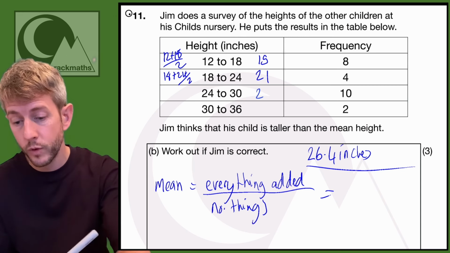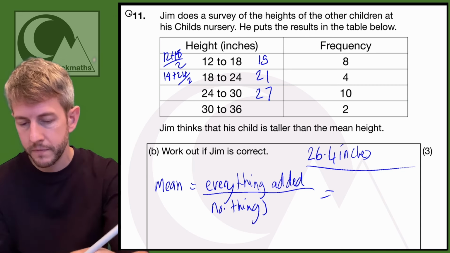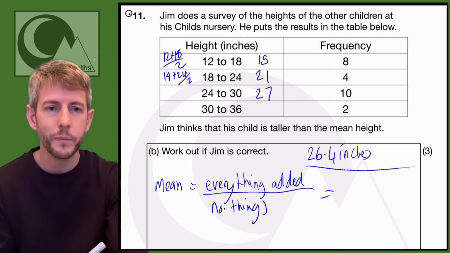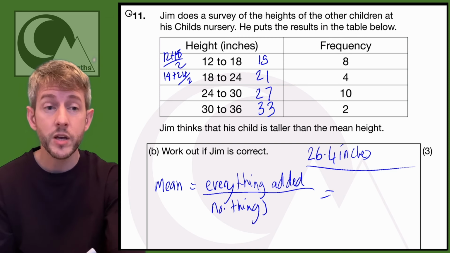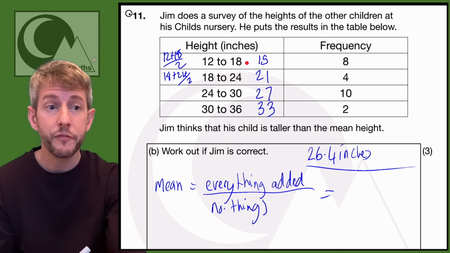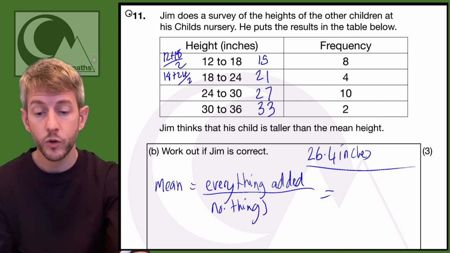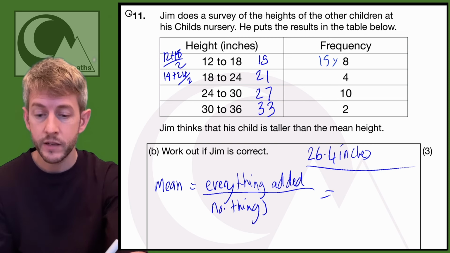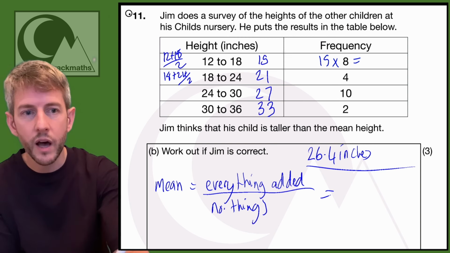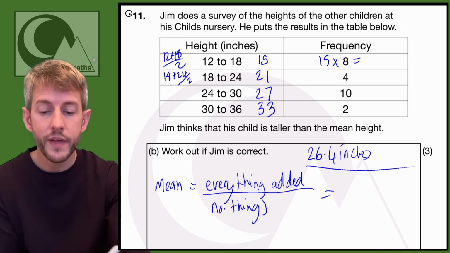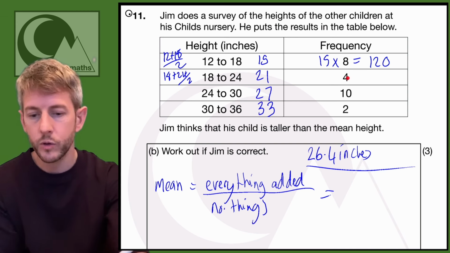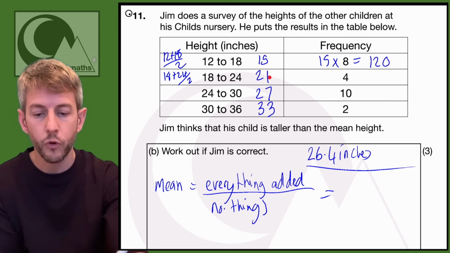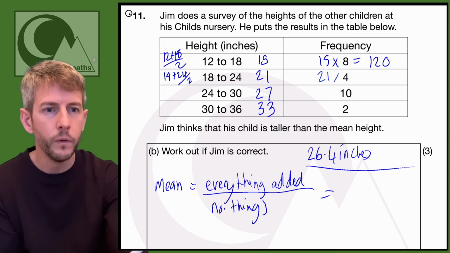So that's 54 divided by 2. So that's 27. So this one will be 66 divided by 2, which will be 33. Right, so there's 8 children that are 15 inches tall. So I'm going to do 15 times 8, so that equals 120. I know that there's 4 children that are 21 inches tall, so I'm going to do 21 times 4. That's going to give me 84.